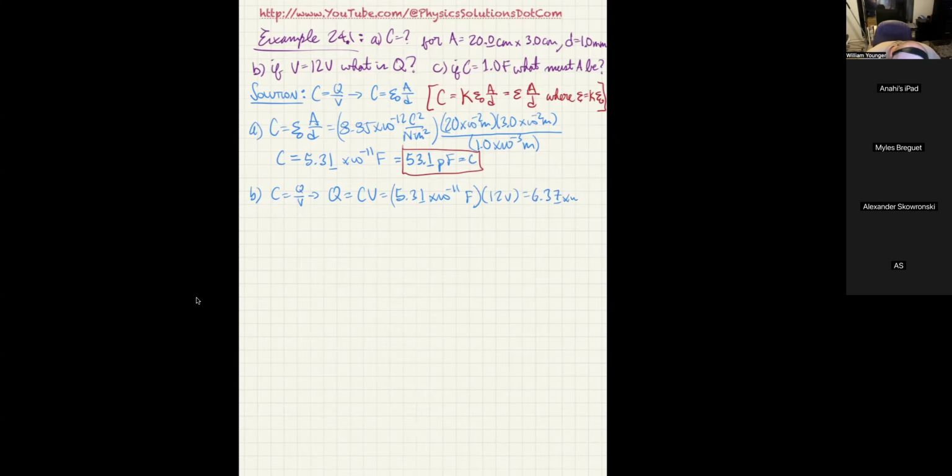6.37 times 10 to the negative 10 coulombs. And of course, 10 to the negative 9 would be nano coulombs. So if I multiply the 10 to the negative 10 by 10, that would make it 10 to the negative 9. But then I have to divide the 6.37 by 10. So that would be Q is equal to 0.637 nanocoulombs. Or you could call it 637 picocoulombs if you wanted. But any of those results would work.